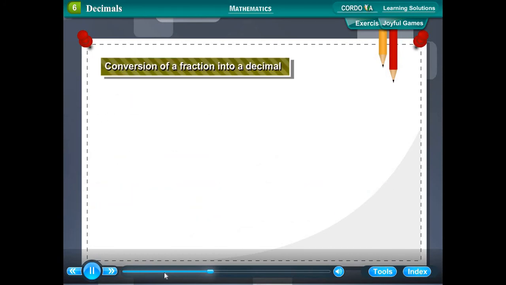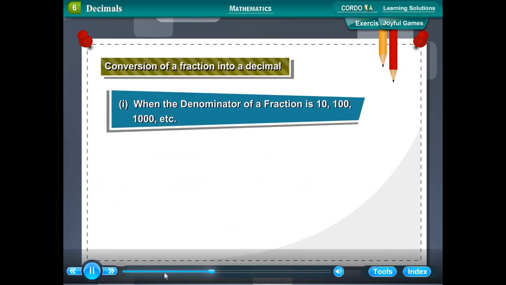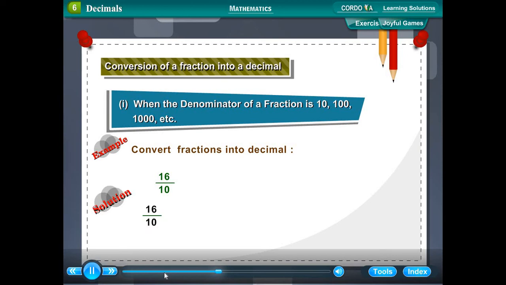Conversion of a fraction into a decimal. When the denominator of a fraction is 10, 100, 1000, etc. Example: convert the fraction into a decimal, 16 upon 10. Solution: 16 upon 10 is equal to 1 and 6 upon 10, which is equal to 1 plus 6 upon 10, which is equal to 1 plus 0.6, which is equal to 1.6.